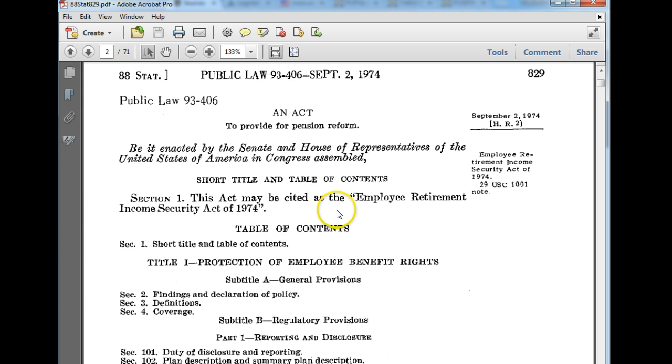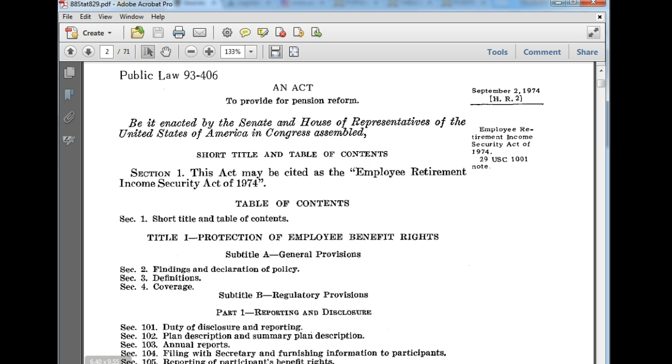Guess what? This is our friend ERISA, which was initially passed in 1974. If you hadn't noticed that in some of the other things we were looking at in all the secondary sources, now you see it. So this is what an act actually looks like as it was initially passed, as I said, in 1974.